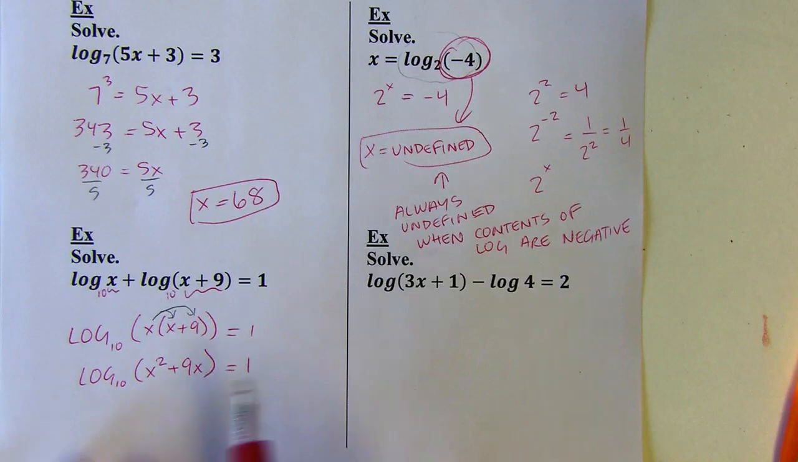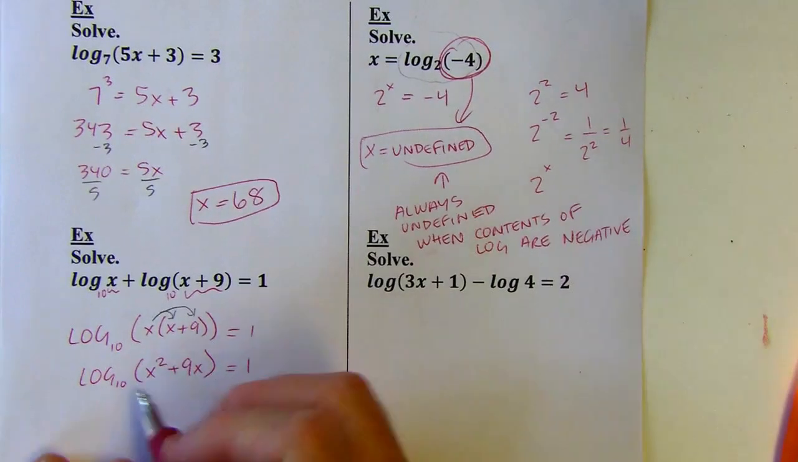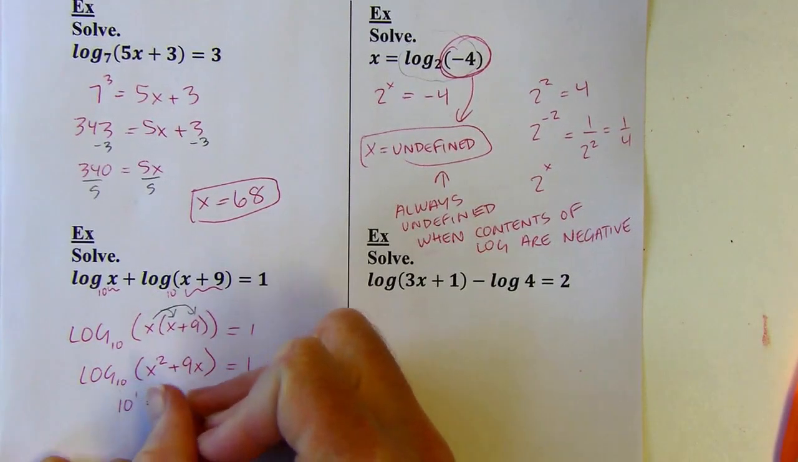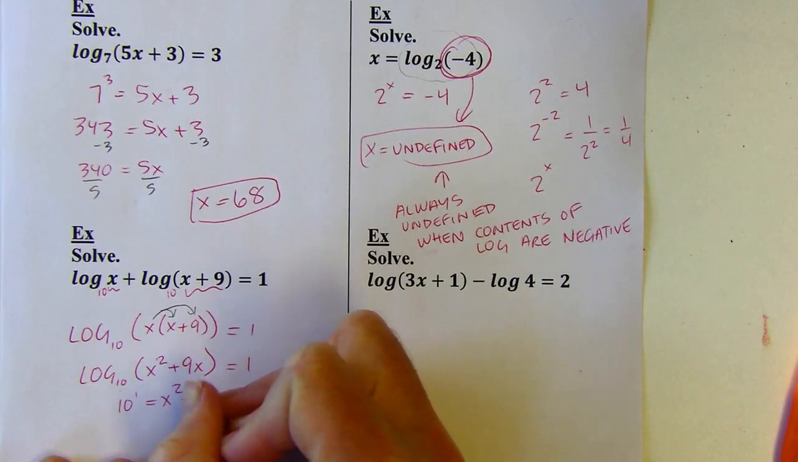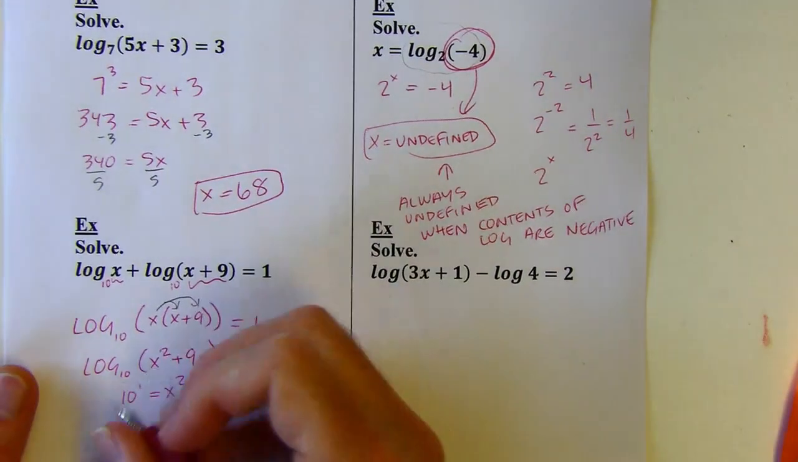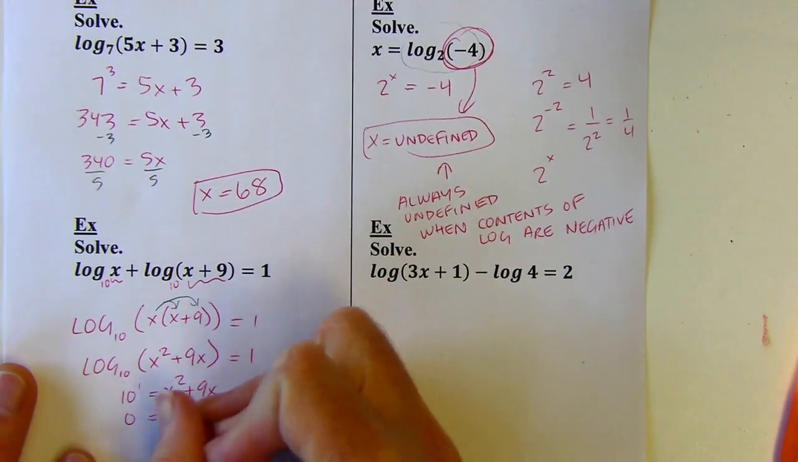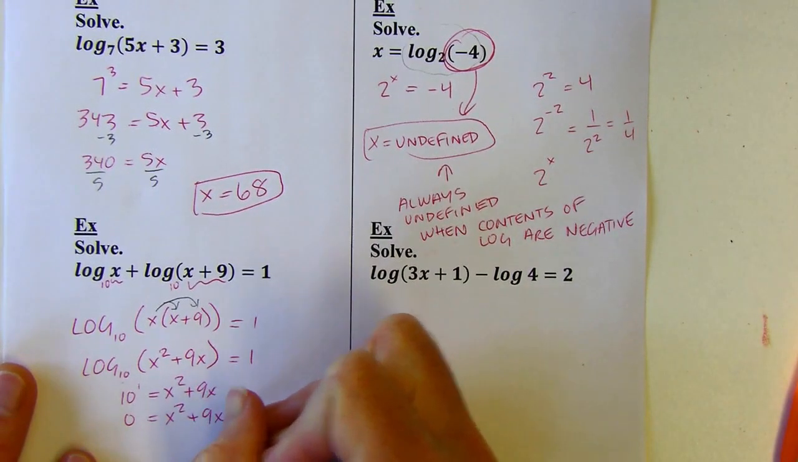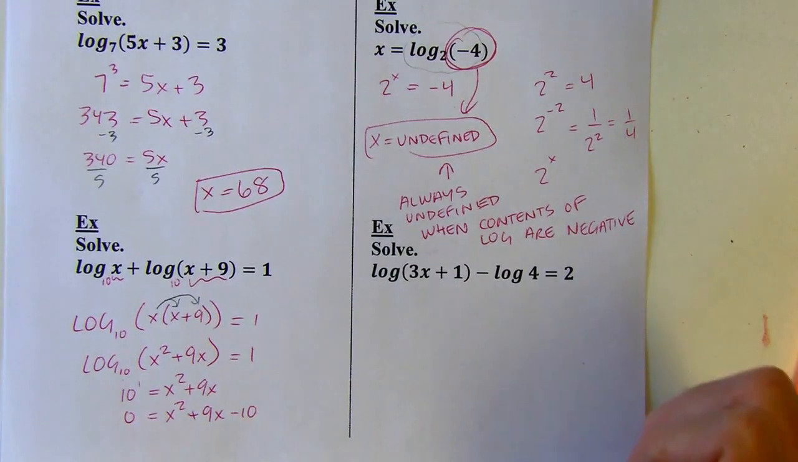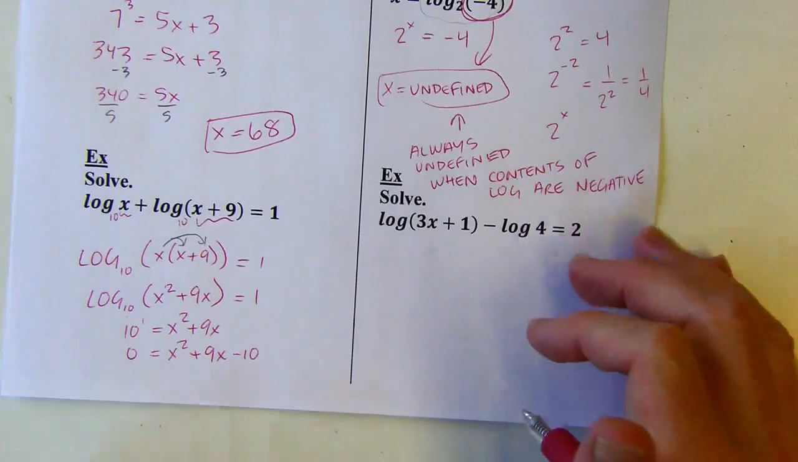So this third step again, I want to convert this because I want to solve for x, and I can't when the x's are stuck inside the log. So 10 to the first is going to equal x squared plus 9x. Okay, so 10 to the first is just 10, right? So hey, let's set this equal to 0. And then hopefully this is looking pretty familiar. This is a quadratic trinomial, which this one happens to be factorable, so let's factor it.